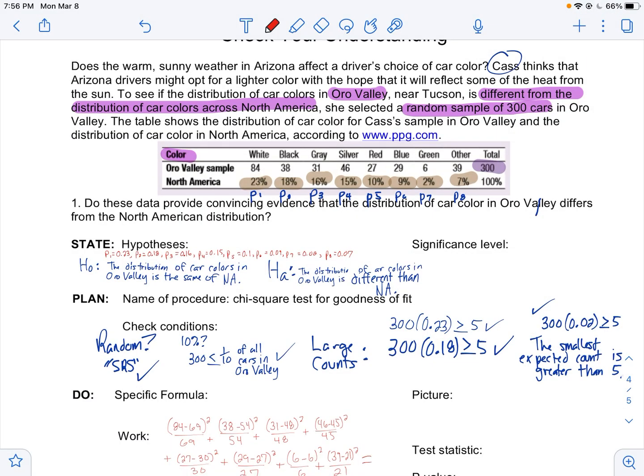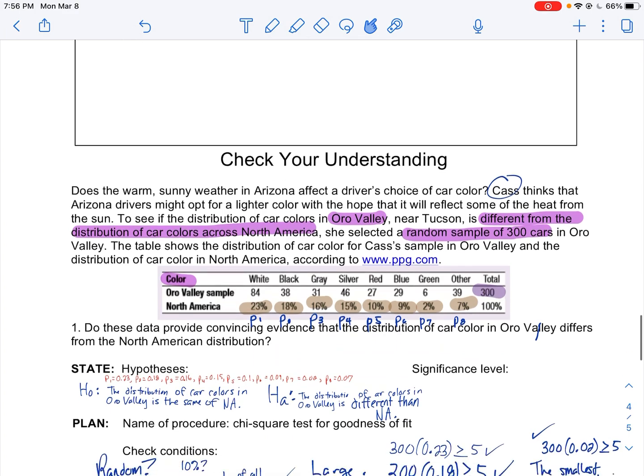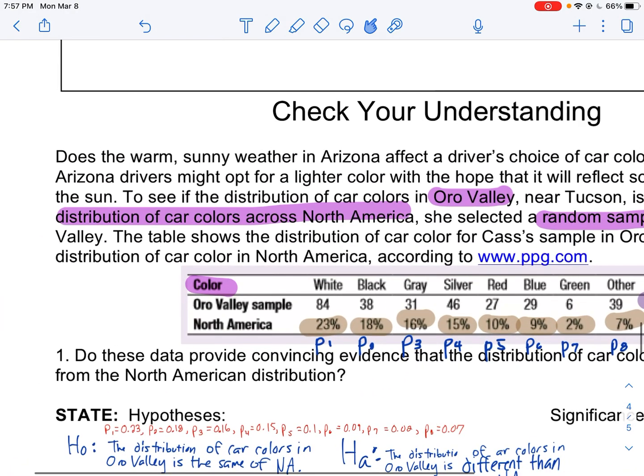Okay, we're going to be talking about chi-square goodness of fit, and thanks to the folks at Statistic, we have a nice problem that we're going to work with today. So if you look here, we're dealing with warm weather in Arizona. We're trying to see if that affects the color of people's cars.